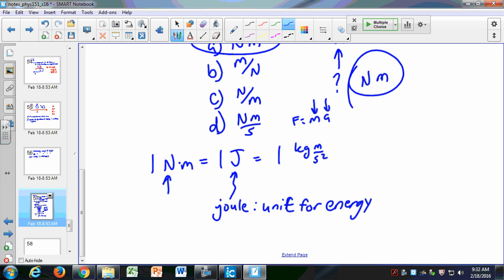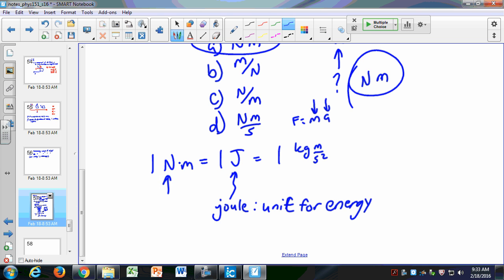Okay. I also want to know what are the basic SI units for the joule or for the Newton meter. Well, this is the basic SI unit for a Newton, okay? Because I know that a force, which is in newtons, is equal to a mass, which is in kilograms, times an acceleration, which is meters per second squared. So what am I missing here in order to make this equivalent to the joule or the Newton meter?